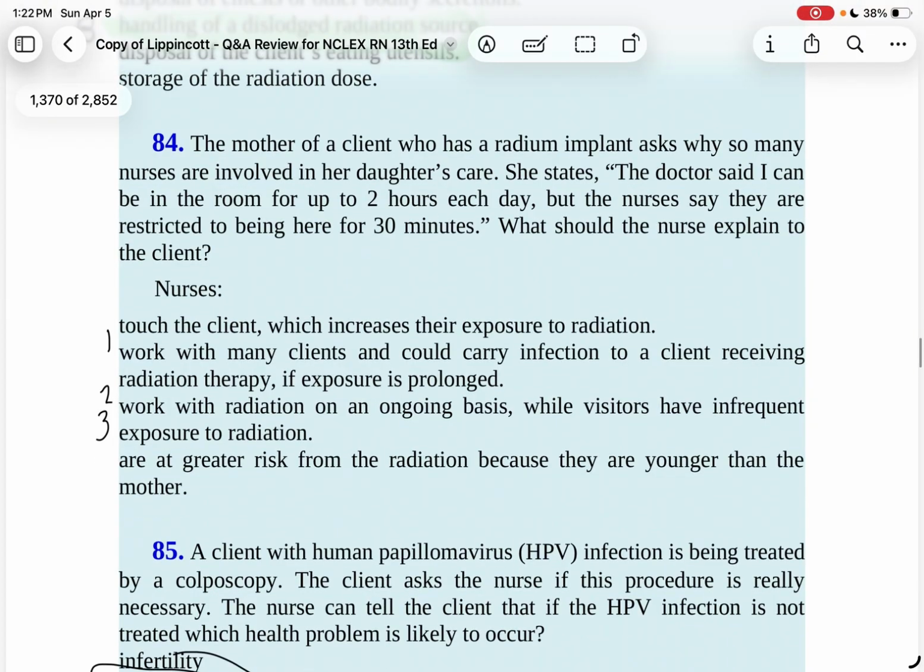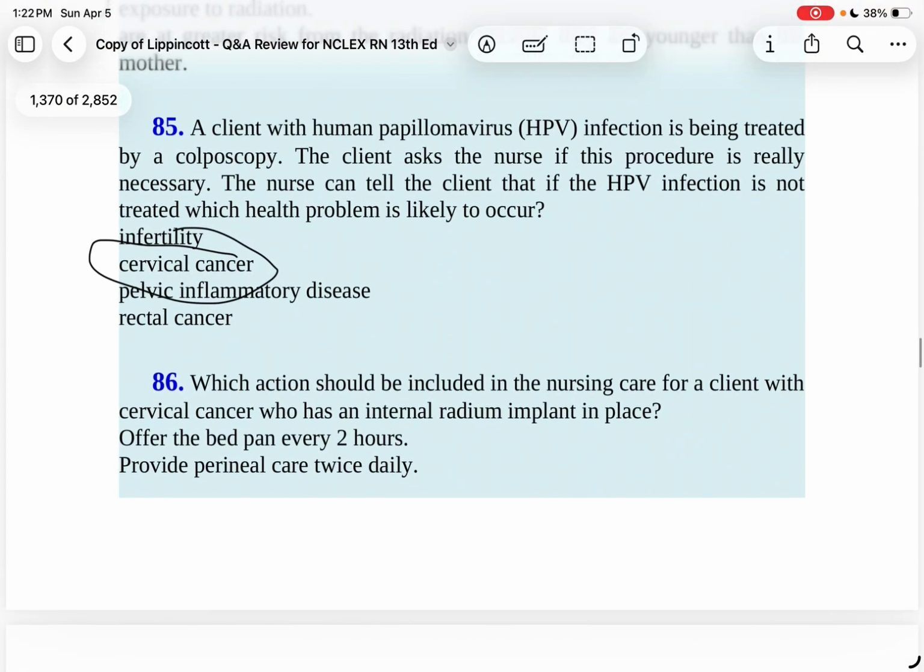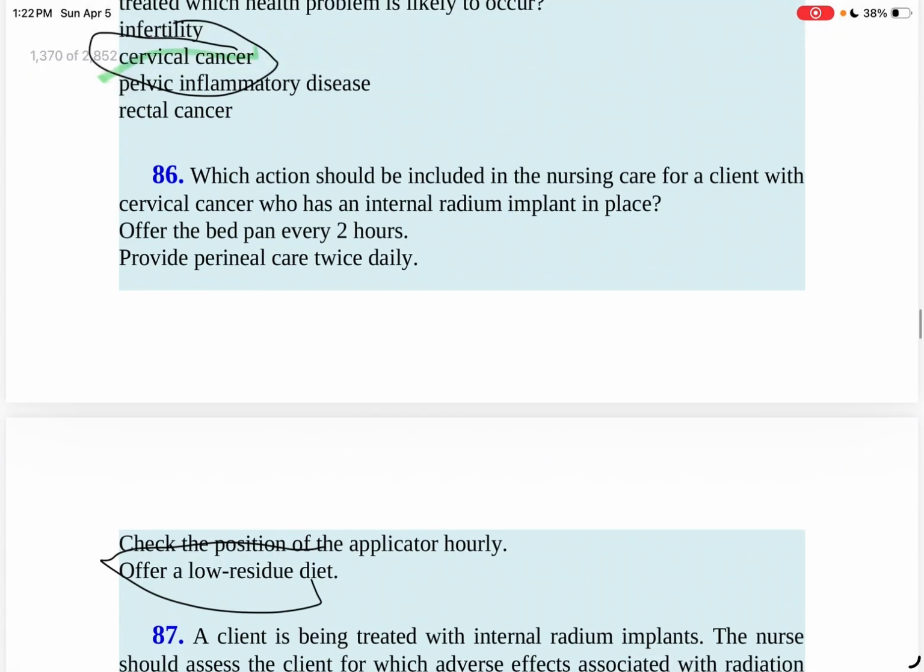A client with HPV is being treated by colposcopy. The client asks the nurse if this procedure is really necessary. The nurse can tell the client that if the HPV infection is not treated, which health problem is likely to occur? Cervical cancer. Which action should be included in the nursing care for a client with cervical cancer who has an internal radium implant in place?